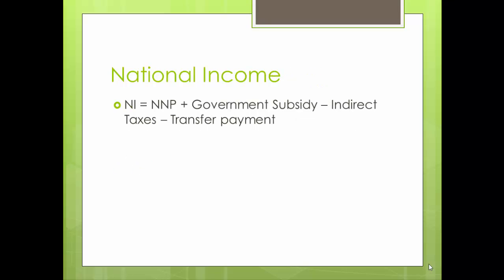The third concept is national income. As defined earlier, the money value of all the final goods and services produced in a country in a year is called national income. We know that the money value of goods and services in a year is determined by the expenditures of the people. To arrive at these expenditures, the following items are adjusted with NNP. Here is the formula of national income. NI is equal to NNP plus government subsidies minus indirect taxes minus transfer payments.